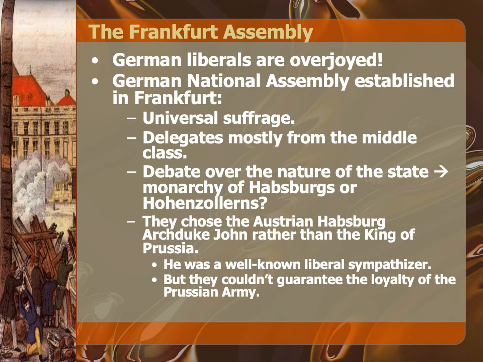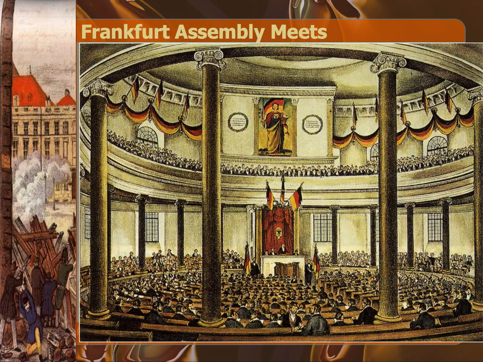And so basically, the people sitting in this National Assembly, the Frankfurt Assembly, were debating over what model they should follow: the Habsburgs, which would be the Austrians, or the Hohenzollerns, which would be the Prussians. And they chose the Austrian Habsburg Archduke John rather than the King of Prussia because he was a well-known liberal sympathizer. But he couldn't guarantee that he would have the support of the Prussian army. And so you could see a member of this Frankfurt Assembly meeting.